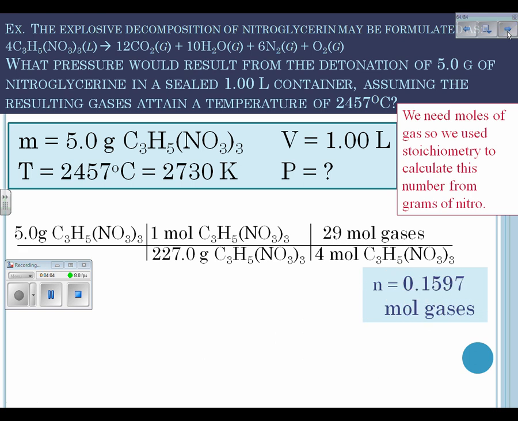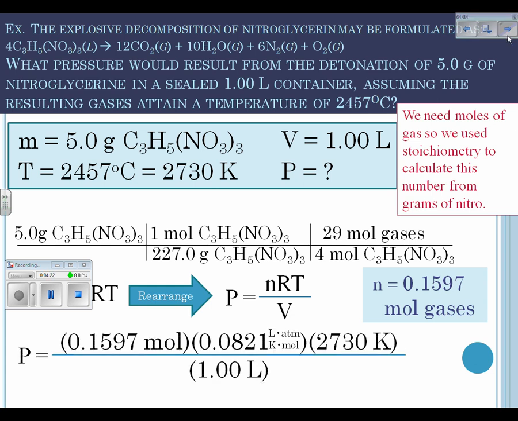Since we have our value for n now, we're going to be able to use our ideal gas law, which is PV equals nRT. And you guys know it's PV equals nRT. So it gets rearranged to P equals nRT over V. And then we plug in our numbers. Now we're using our R value as L·atm/mol·K, so we're using 0.0821. That cancels out our liters.